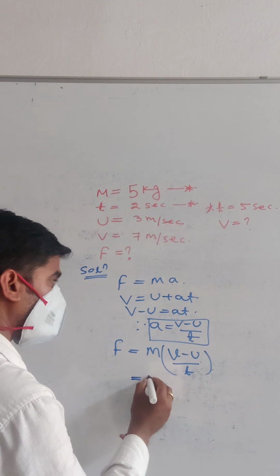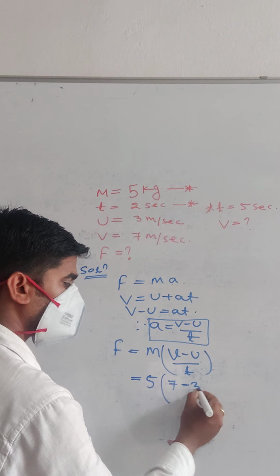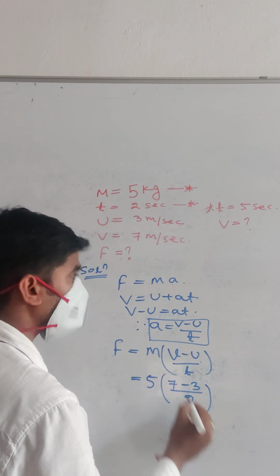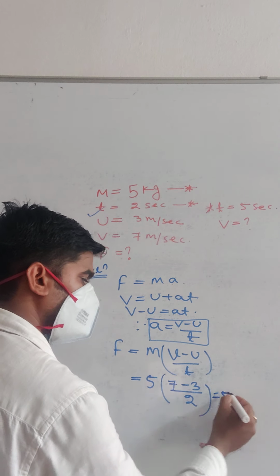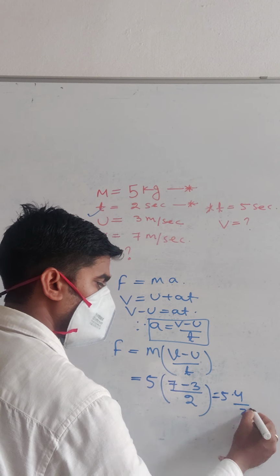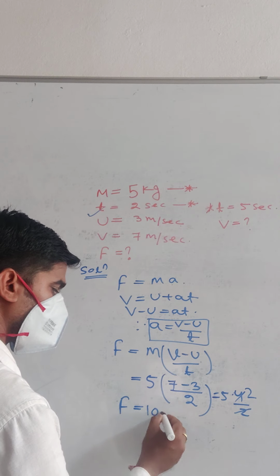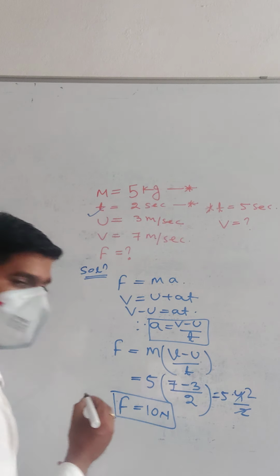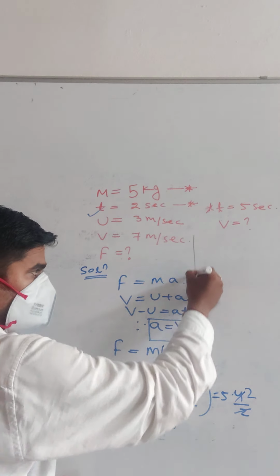So you can write mass is 5 kg, final velocity is 7, initial velocity is 3, upon time period of 2 seconds. So you can write 5 into 7 minus 3, that is 4, upon 2. 2 cancels, 5 times 2 is 10. So force is 10 Newton. Correct my point? All are clear? Any doubt? Yes, sir.